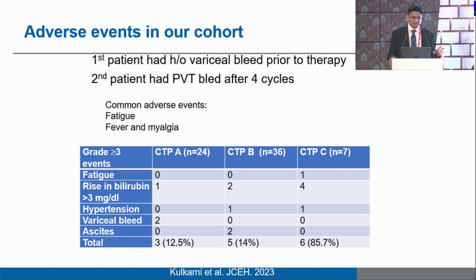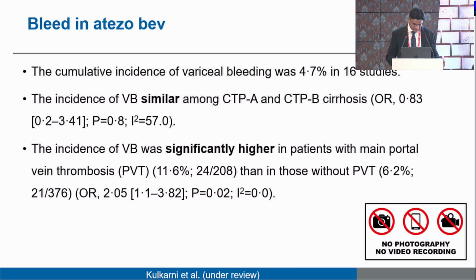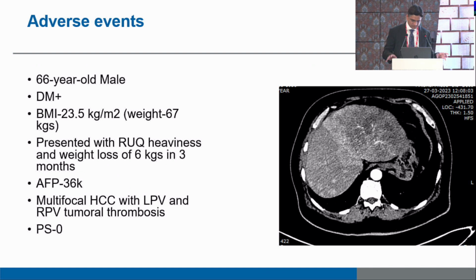If the patient has a history of variceal bleed, avoid atezolizumab, and if the patient has main portal vein thrombosis, avoid banding. These are two patients who bled. Common adverse events include fatigue, fever, and myalgia. The cumulative incidence of bleed is around 4.7%, and it's similar between Child A and Child B, and it is significantly higher if the patient has main portal vein thrombosis. So prophylactic banding, especially in main portal vein thrombosis, should be avoided.